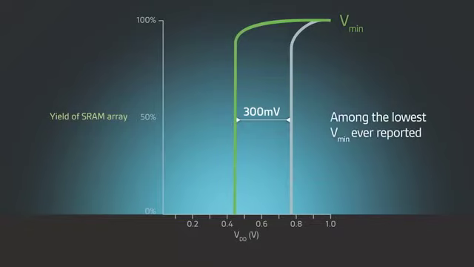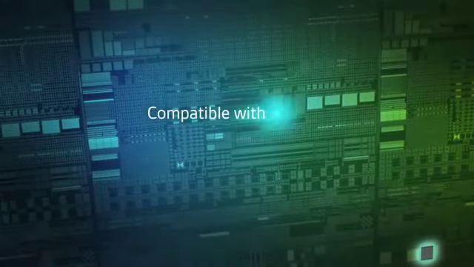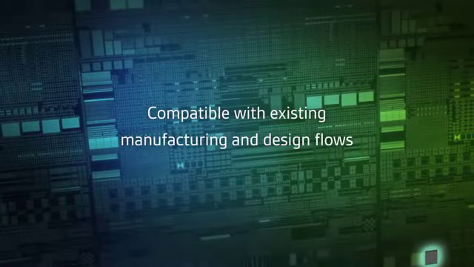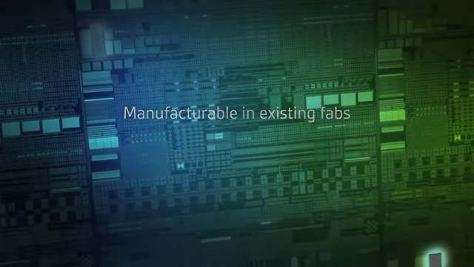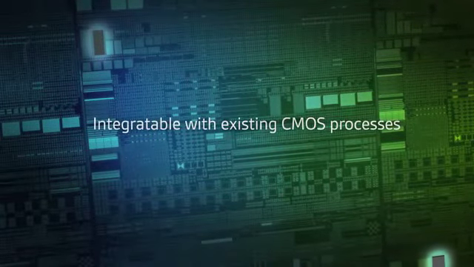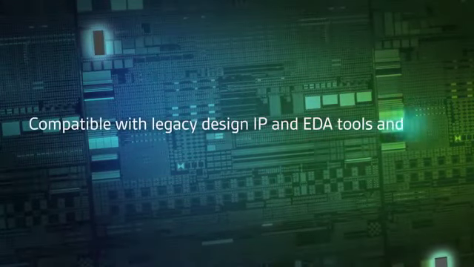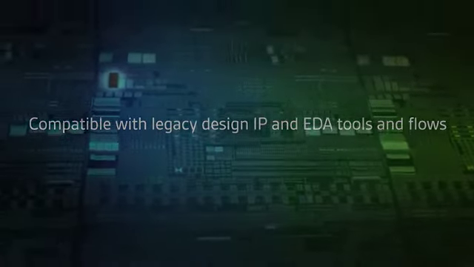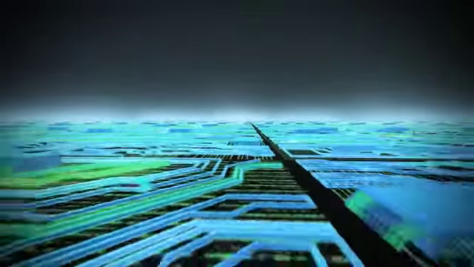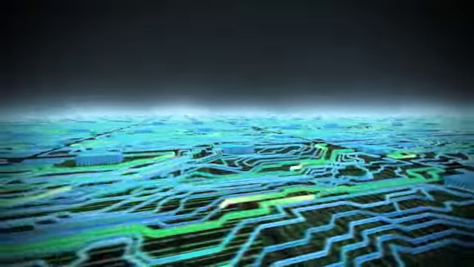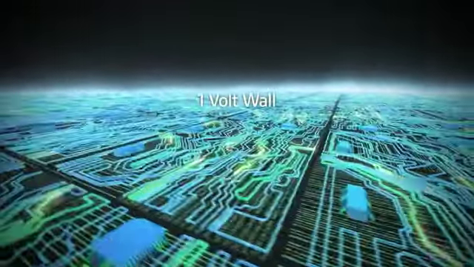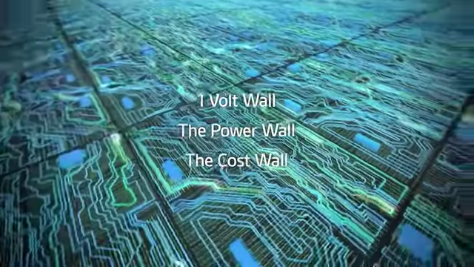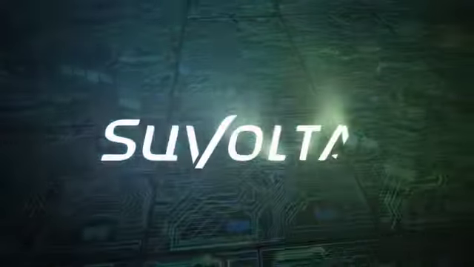With all of these benefits, one might wonder if DDC is challenging to manufacture or costly to adopt. In fact, DDC technology is compatible with existing manufacturing and design flows, manufacturable in existing fabs, integratable with existing CMOS processes, and compatible with legacy design IP and EDA tools and flows. The cost advantage resulting from this compatibility is significant, especially when the DDC transistor is compared with alternative advanced device technologies. The 1-volt wall, the power wall, the cost wall. Huge barriers all now overcome with Suvolta's DDC technology.